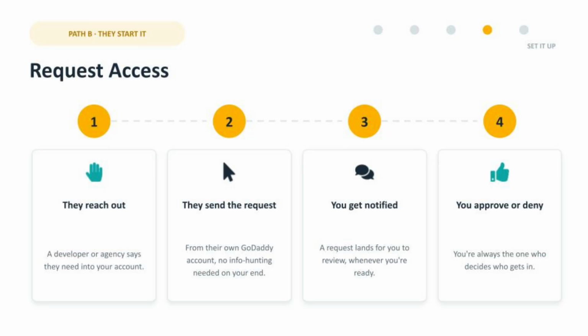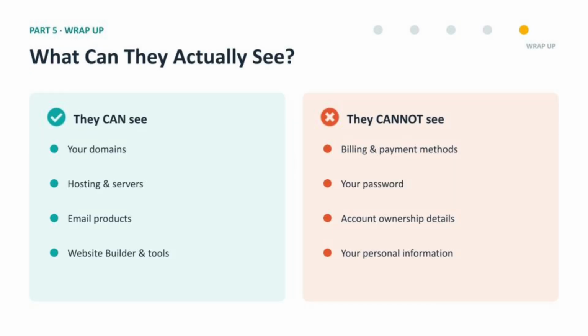A lot of people ask about privacy. Specifically, what can this person actually see once they're in? The short answer is they cannot see your billing information, your payment methods, your password, or anything related to account ownership. They get access to your products, things like your domain, your hosting, your email, your website builder, but your sensitive information stays completely private.